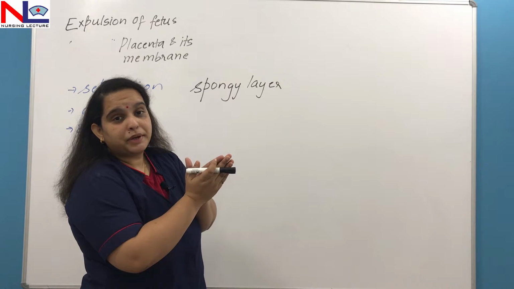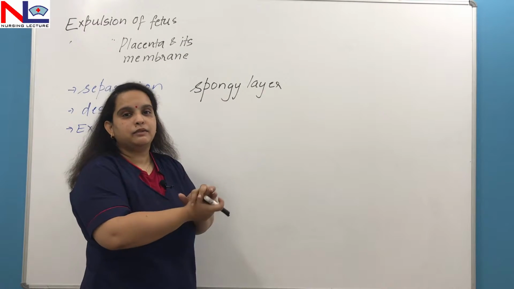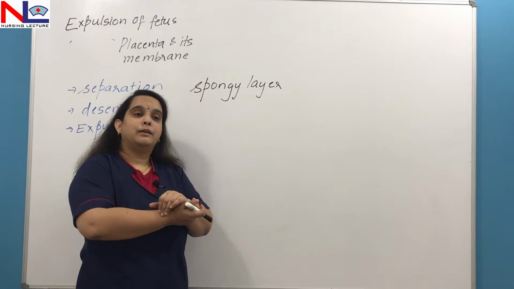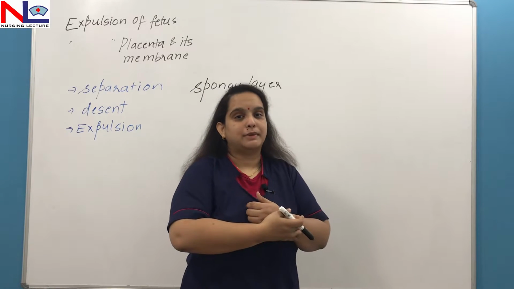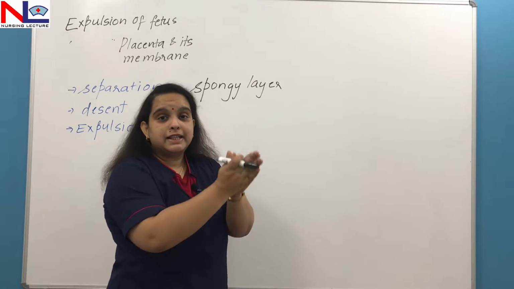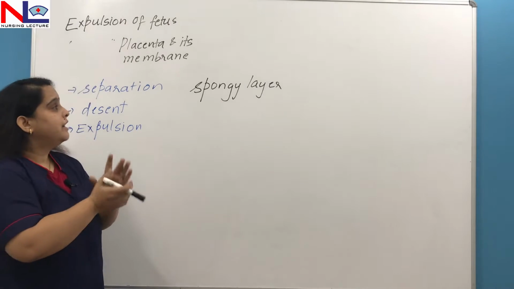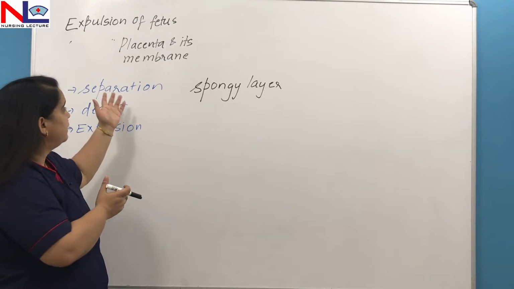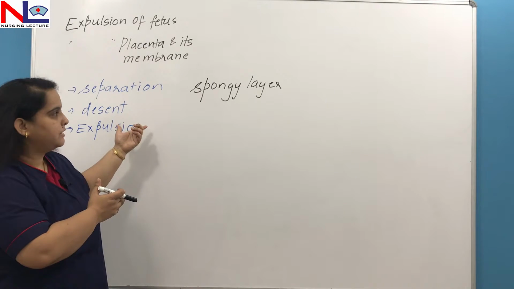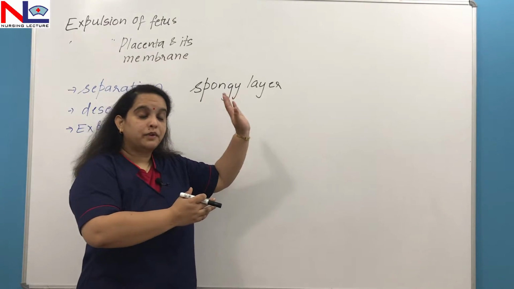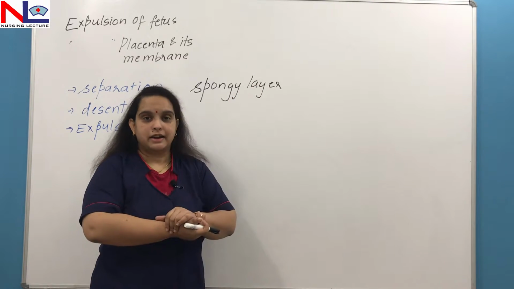Once it separates from the spongy layer, only a thin layer of decidua still remains with the endometrium, because this layer needs to be regenerated after the expulsion of the placenta, right? So it starts separating from the spongy layer of decidua. Okay. Now we have seen what all events are there. Once it is separated, it descends down, right?